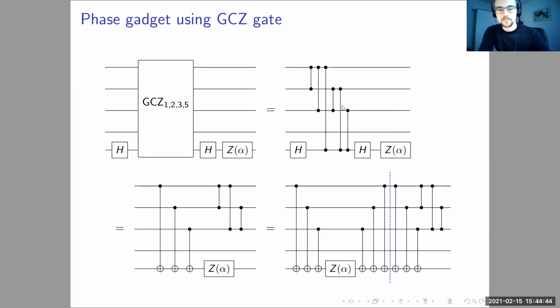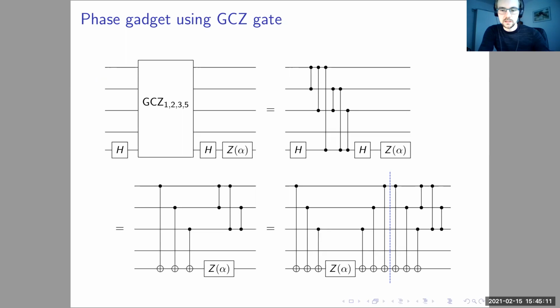Now we have these Hadamard gates here, and we push this Hadamard through so that these CZ gates become CNOT gates, as you can see here in the bottom left. So we have these CNOT gates, we have a Z alpha gate, and then we have these CZ gates here. Next step is we introduce these pairs of CNOT gates, which just cancel, right? So we can just introduce these. These don't do anything on the circuit.